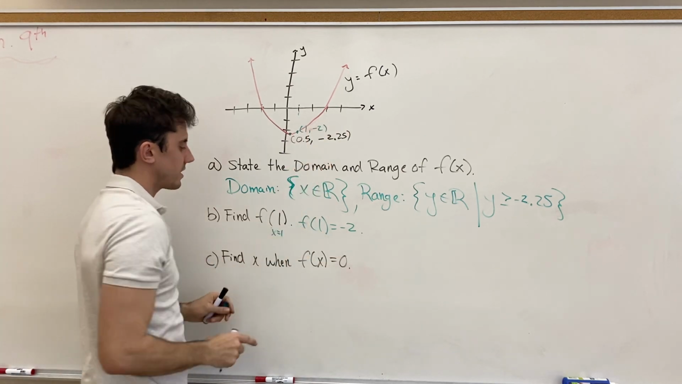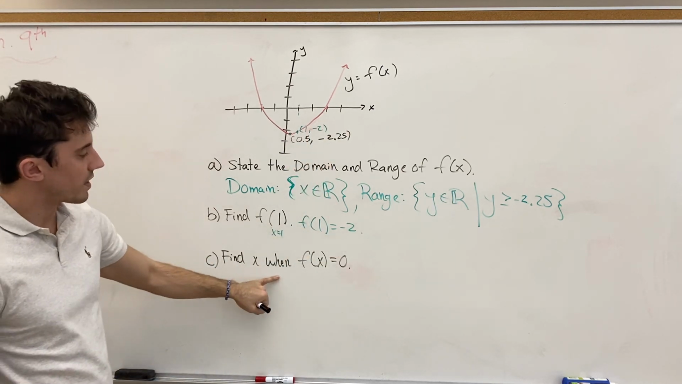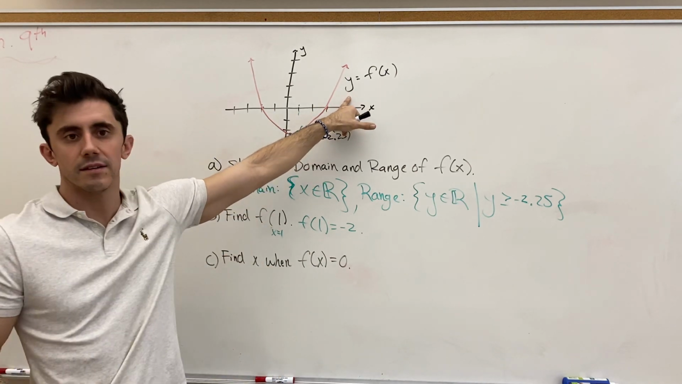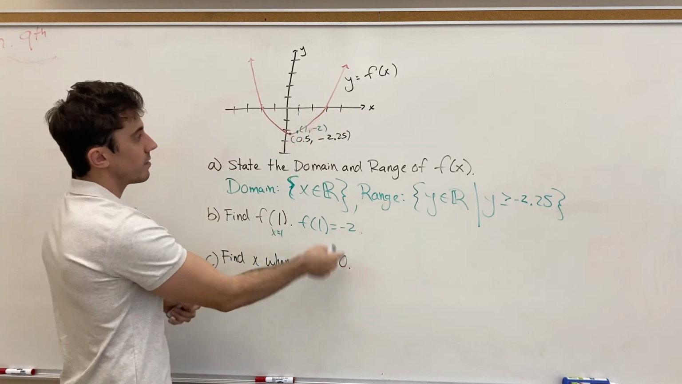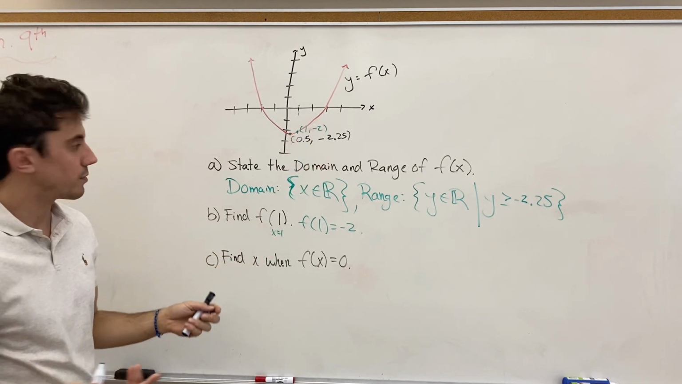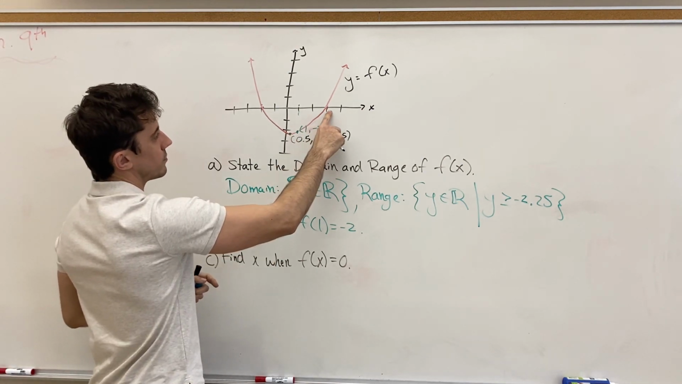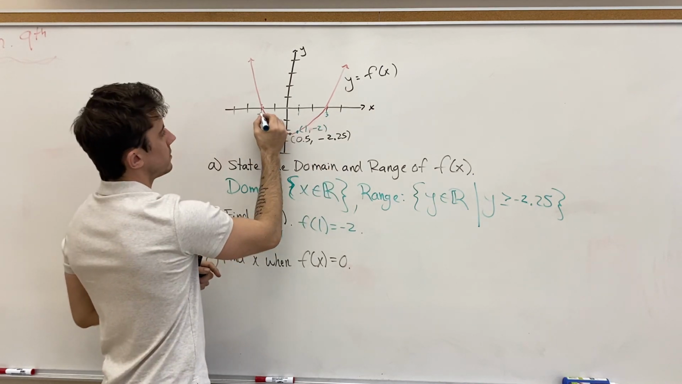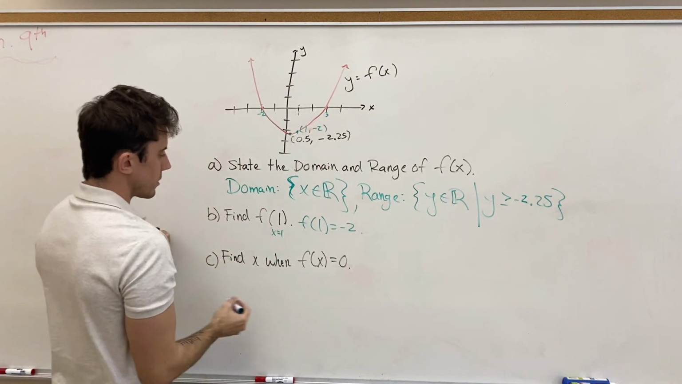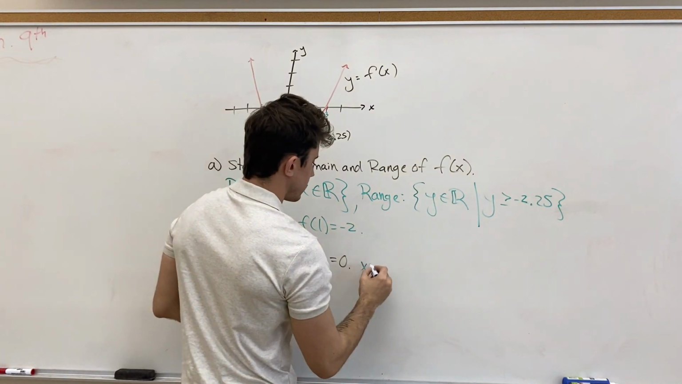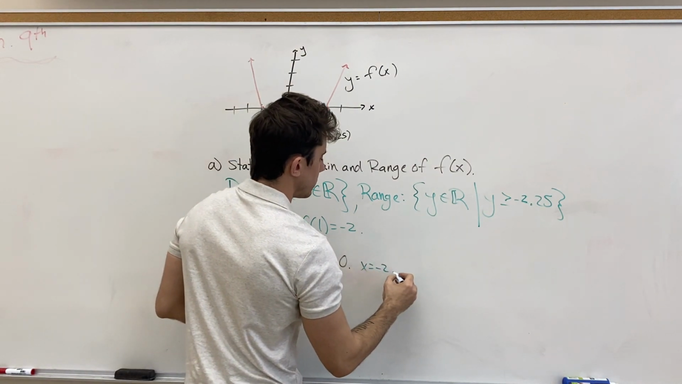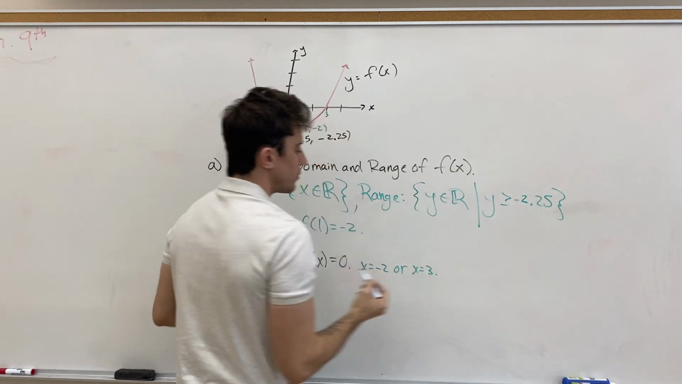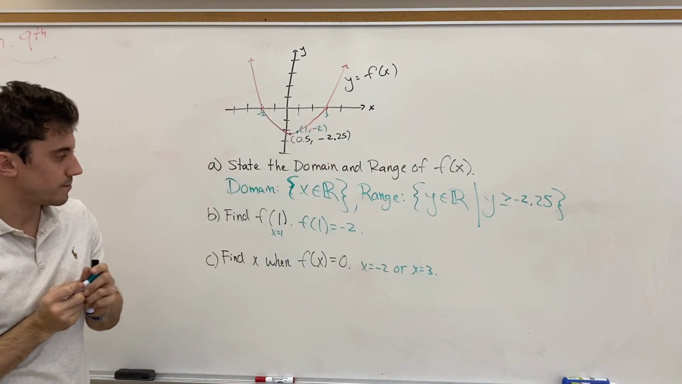And then, kind of the opposite, find x when f of x is equal to 0. So when f of x, which is to say when y, is equal to 0. Again, we can read that off the graph pretty quickly. f of x is 0 here when x is 3, and also here when x is negative 2. So x is equal to negative 2, or x is equal to 3 would suffice for our solution.